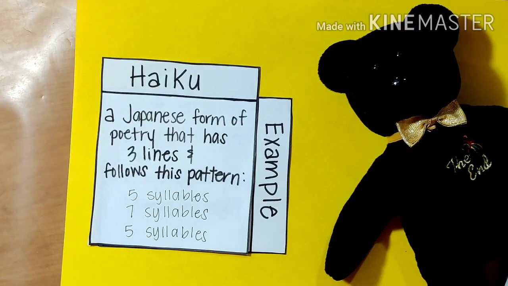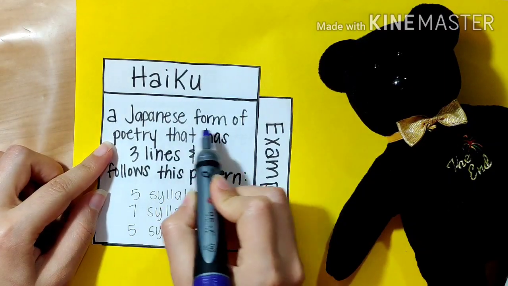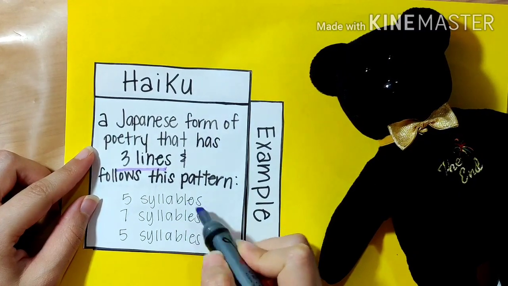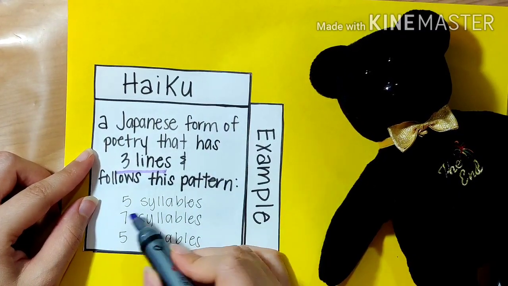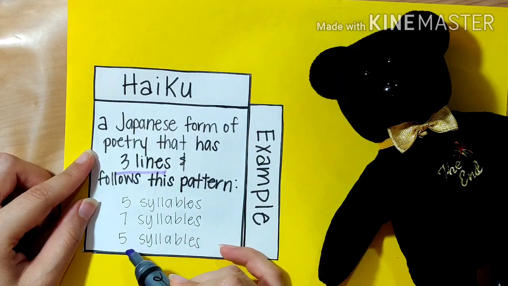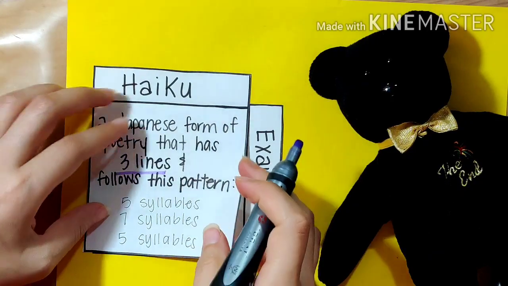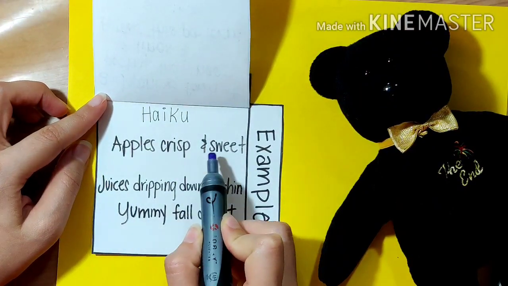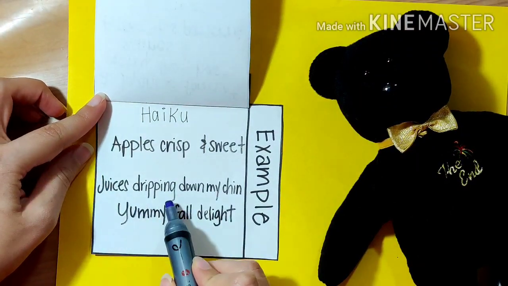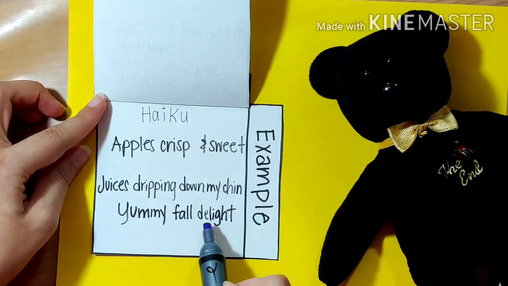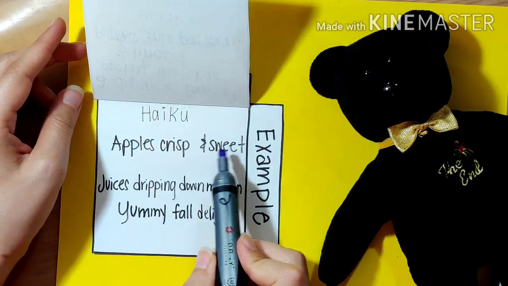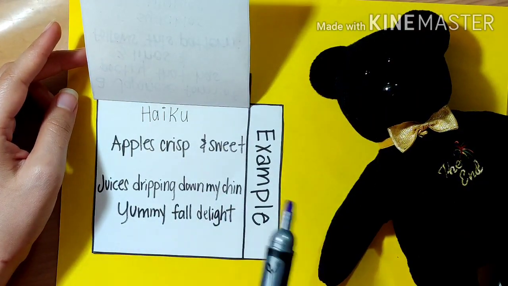The next form of poetry is called a haiku, and this one is actually a Japanese form of poetry that has 3 lines, and it follows this pattern that we see right here. Okay, so it has 5 syllables, 7 syllables, then it goes back to 5 syllables. In our example, we have: apples crisp and sweet, juices dripping down my chin, yummy fall delight. So there it is. We have the 5 syllables, then it goes back to 7, and then back to 5.